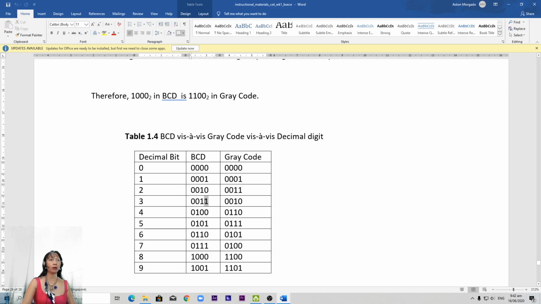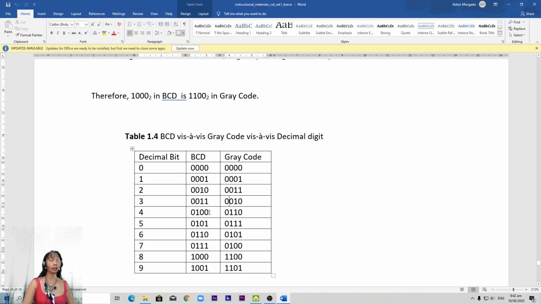Next, 0011. So 1 XOR 1 is 0. Then 1 XOR 0 is 1. Okay, so we have 1 here. And then 0 XOR 0 is 0. Okay, so you have the third bit as 0. And then bring down 0. Okay, so therefore the equivalent of 0011 in BCD is 0010 in gray code.